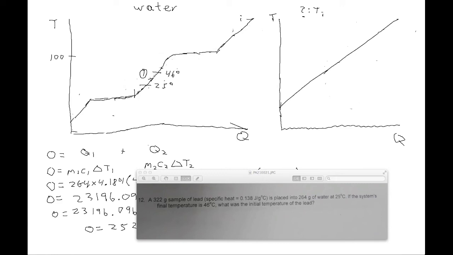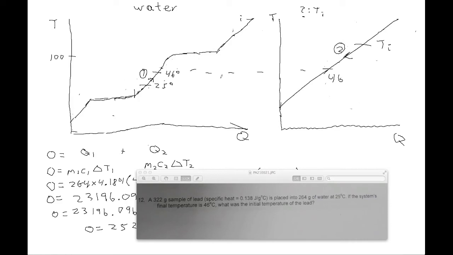Good. Now how about step two? What did you start with at the beginning of step two? We have a known mass of lead at some unknown temperature, and we ended with lead at 46 degrees Celsius. So you put that on this graph, right? Yeah, on number two, above the 46 degrees, going down. So here's the unknown initial temperature, and that's step two. All right, now that's correct.